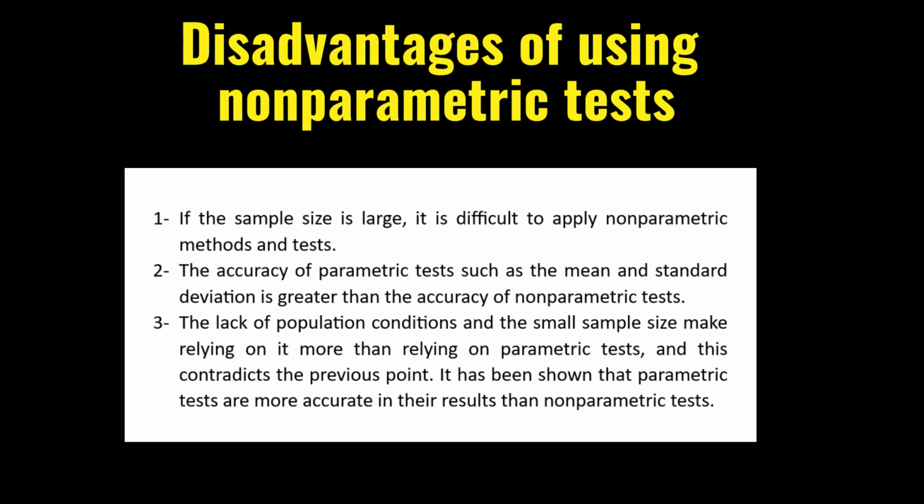Disadvantages of using non-parametric tests. 1. If the sample size is large, it is difficult to apply non-parametric methods in tests. 2. The accuracy of parametric tests, such as the mean and standard deviation, is greater than the accuracy of non-parametric tests. 3. The lack of population conditions and the small sample size make relying on it more difficult than relying on parametric tests, and this contradicts the previous point. It has been shown that parametric tests are more accurate in their results than non-parametric tests.